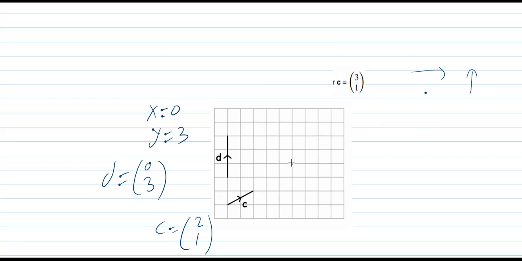This is the starting point. How many steps do I have to move? 1, 2, 3 steps, and then 1 step upwards. Okay, and I will make the arrow direction. So this is the vector C that I made accordingly. For example, if I ask you to make a vector E which is (-4, 1), you can start anywhere on the grid.